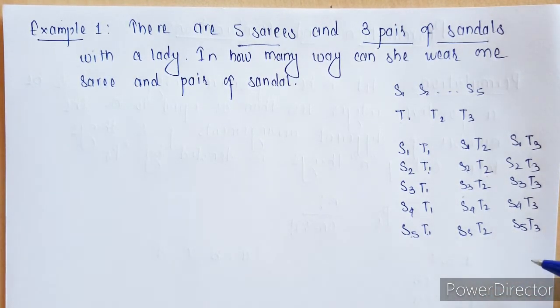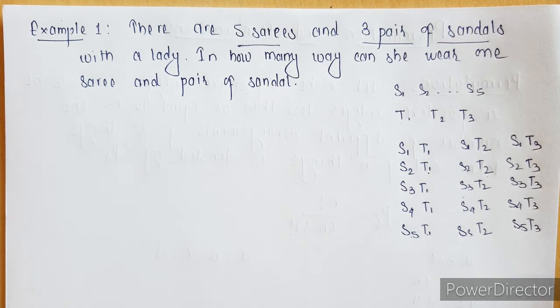So this is what we have. So how many ways do we have here? There are total 15 ways she can alternate the sari with the sandal. Now what if we have 15 saris and 15 pair of sandals, okay? So it's again a little bit tedious to list out each and everything.